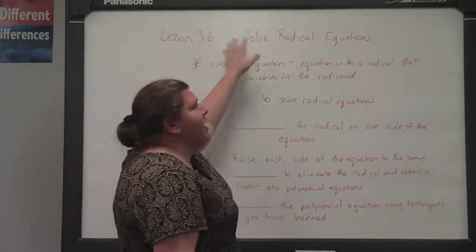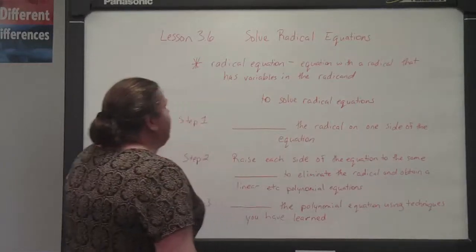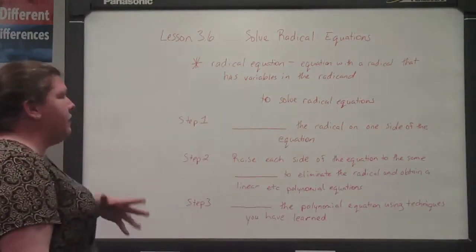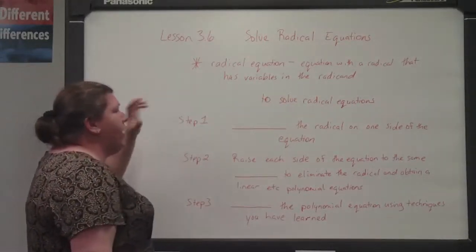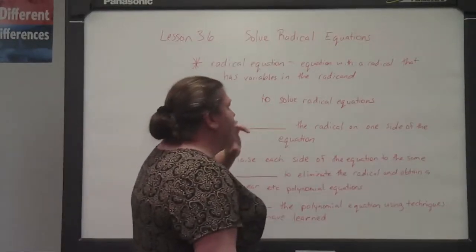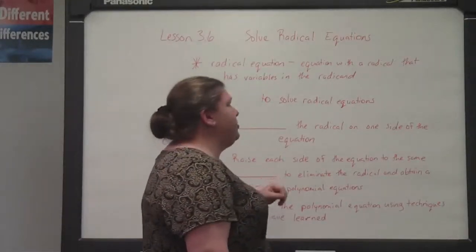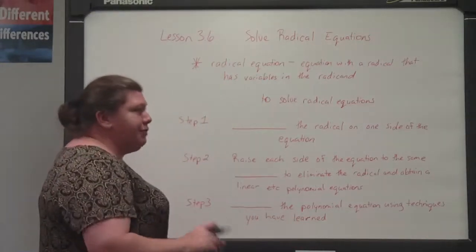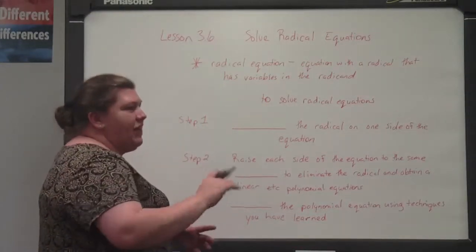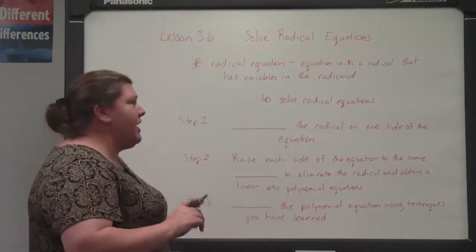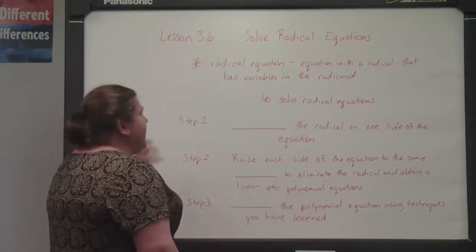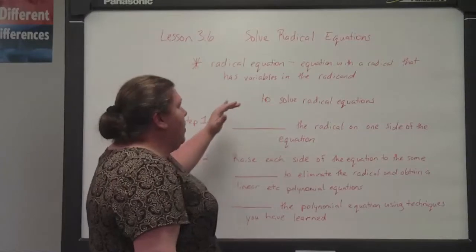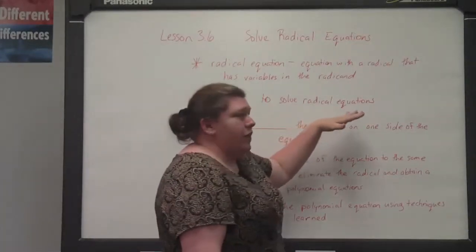Today's lesson is solving radical equations. The first thing we need to look at is what a radical equation is. It is an equation with a radical that has variables in the radicand. Keep in mind that the radicand is the number or the variables that are inside the radical sign. That is the radicand. Now the next thing that we have to look at is how to solve radical equations.